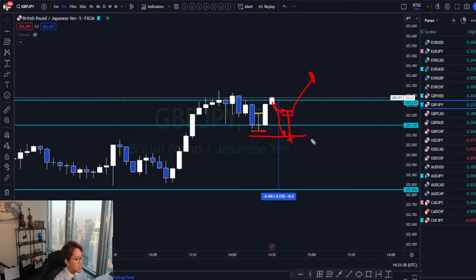So now, let's say I'm holding the buy here, I put the stop loss 45 pips below the previous supports, and let's see how it goes. Looks like it's breaking bullish, but we can monitor until the end of the live today.